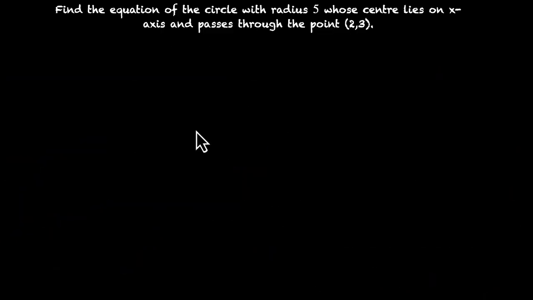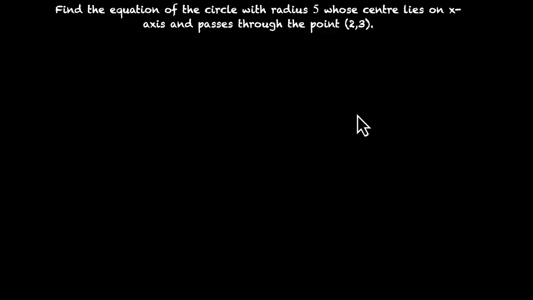Let's try one more. Find the equation of the circle with radius 5 whose center lies on x-axis and passes through the point 2, 3. We have the radius. We know that the center lies on x-axis, and we know that the circle passes through the point 2, 3. Pause the video, try this out. I encourage you to try solving this visually.